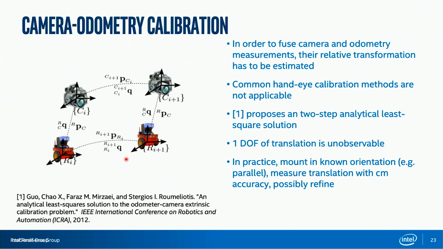And in practice, what can be done is either using the CAD model from the design, or mount the camera in a known configuration, for example, parallel to the ground, and measuring the translation with centimeter accuracy. And this could later on be refined from the pose output.